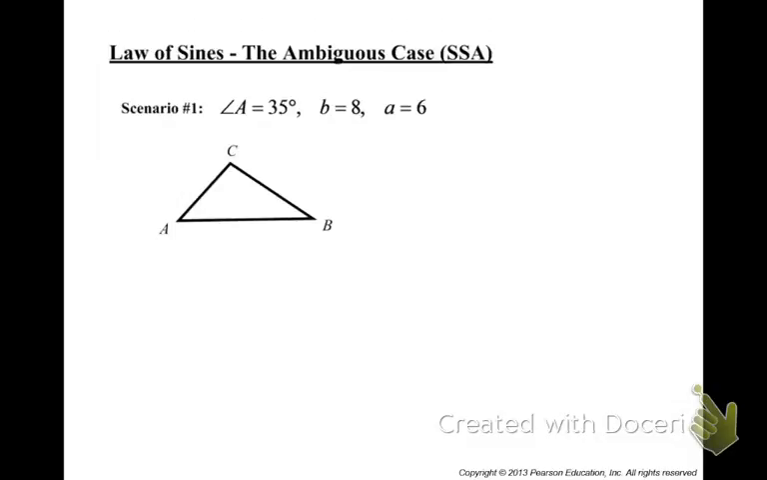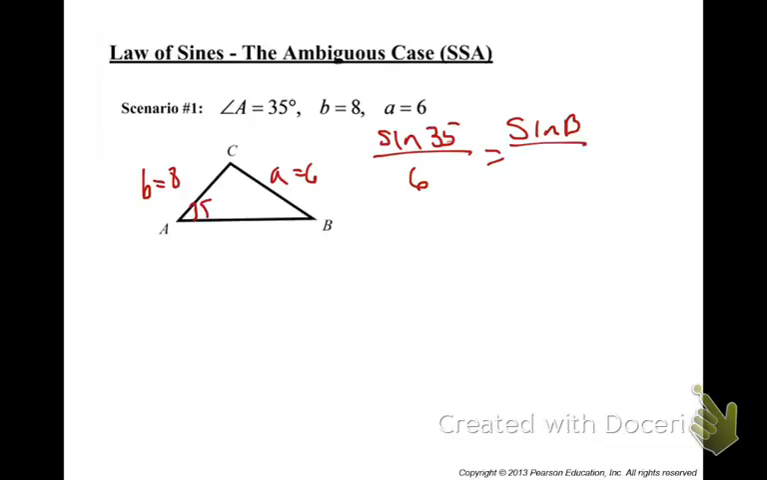Okay, so we've got angle A of 35. We had little b of 8, so that's over here. And we have little a over here. So we have our A, so we did sine of 35 over 6, and then we had to go with sine B. So we had sine B over 8.